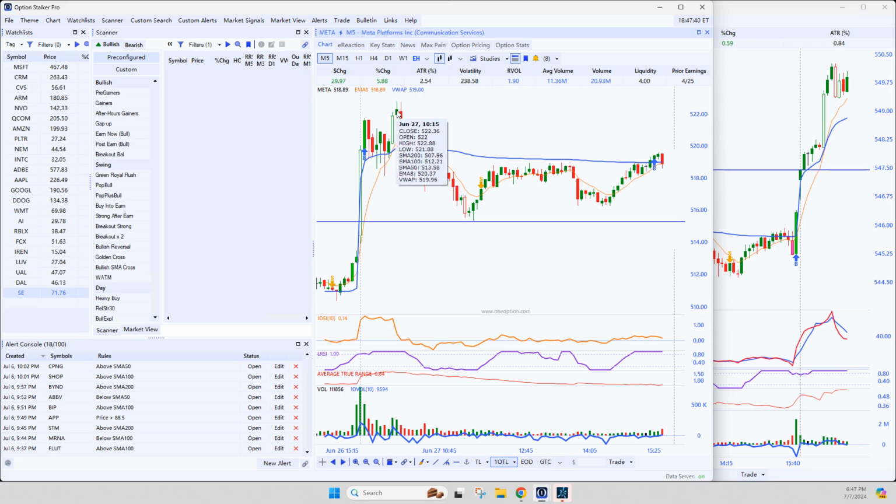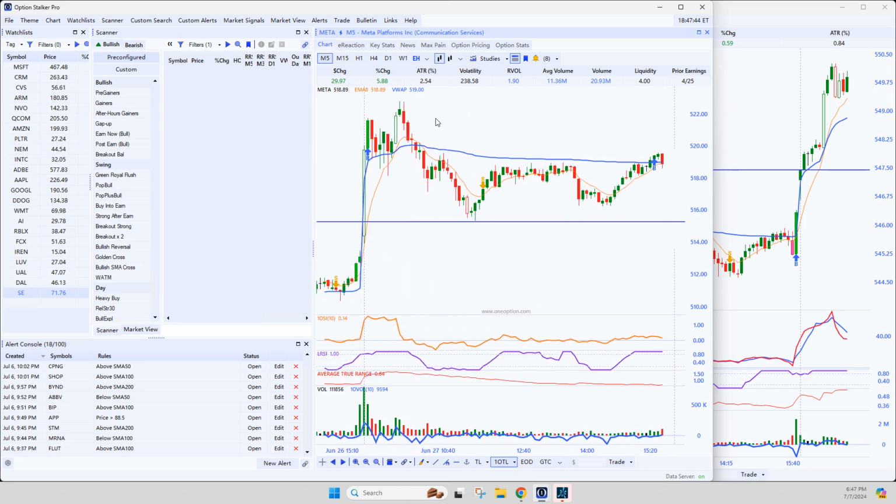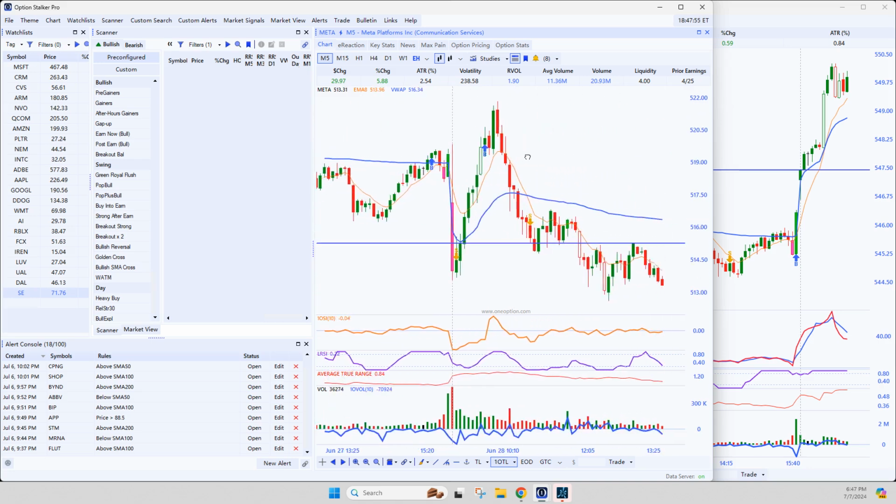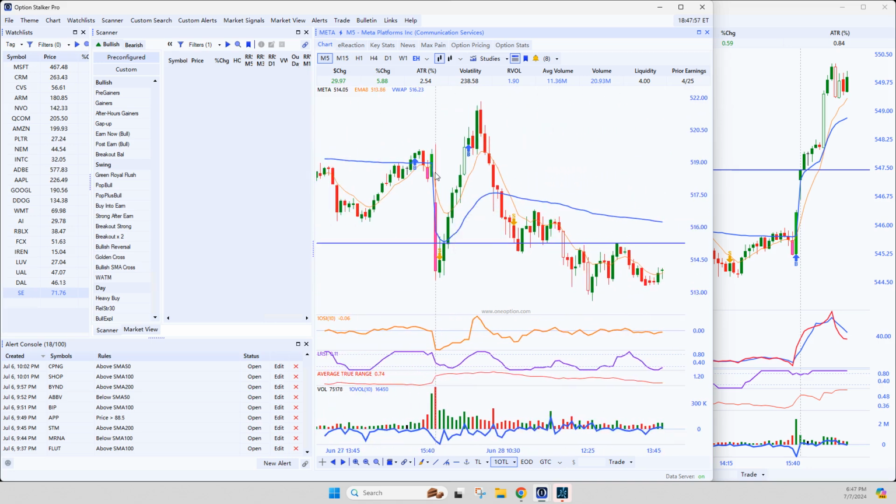Because there's really no reason for me to enter at 10:19 here. That was the high of the day, so I was immediately in a loss. It was followed by the next day gapping down, followed by a red heavy volume bar.